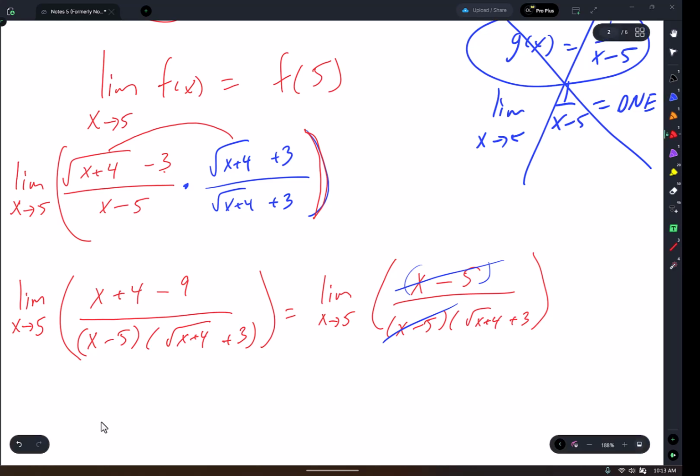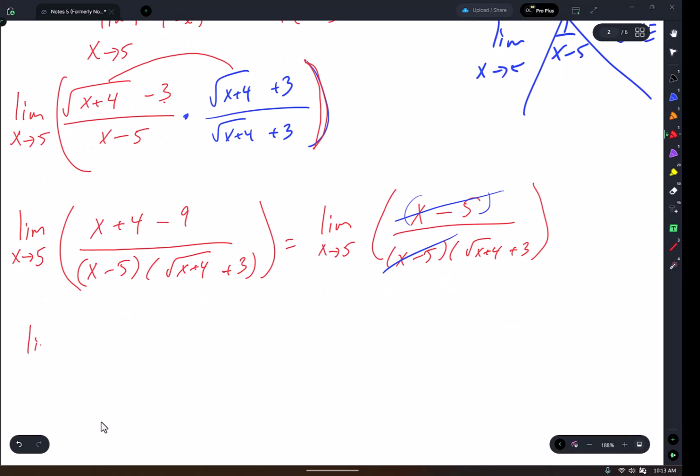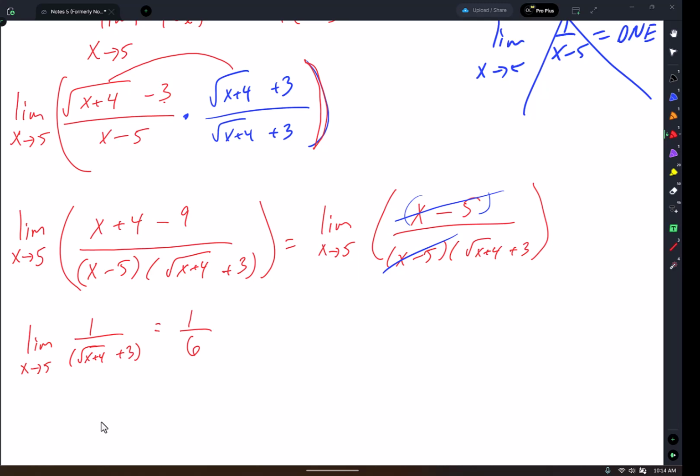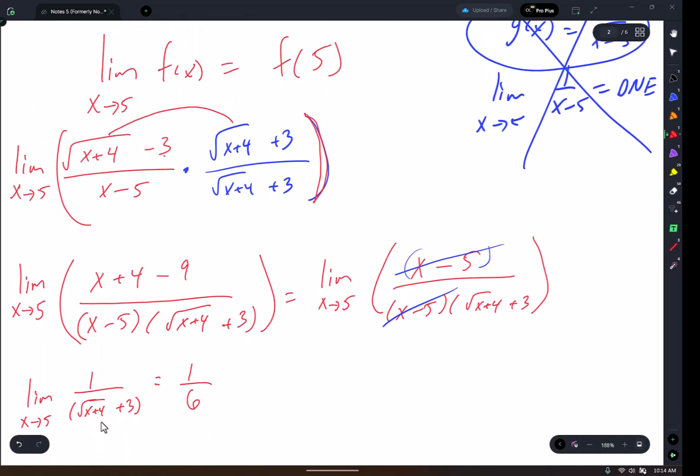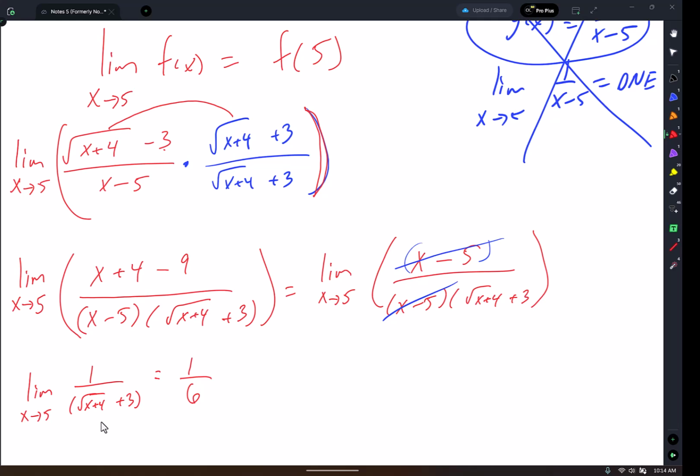Now can I do direct substitution? Yes. Limit as x approaches 5 of 1 over square root of x plus 4 plus 3. 5 plus 4 is 9. The square root of 9 is 3, and 3 plus 3 is 6. That is my limit. You haven't answered the question yet. Look, that's my limit. Don't worry, I'm going to answer the question right now.